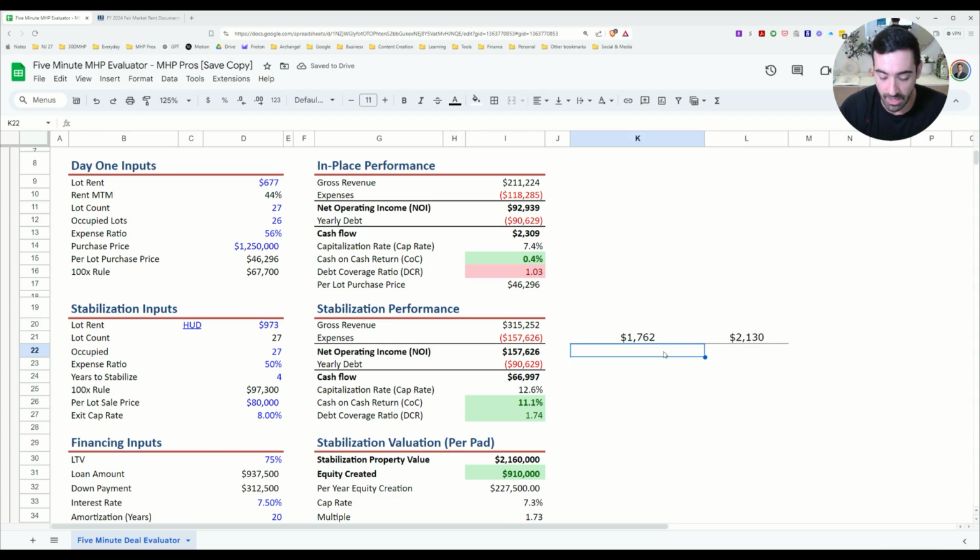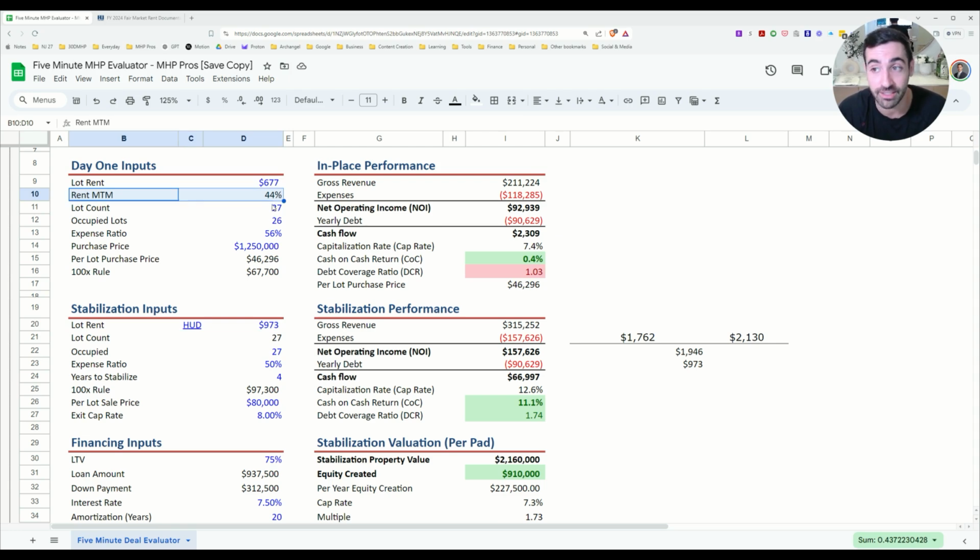And then we'll do an average. And what we come to is 1946. Now we're going to take half of that. We're going to get 973. Okay, so let's put 973 in here. Now we have what our potential lot rent is. What we'll see here is that we are actually 44% below fair market rent right now. Our rent mark to market is 44%.